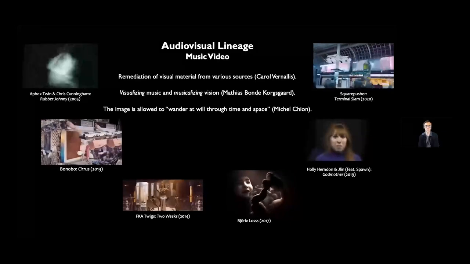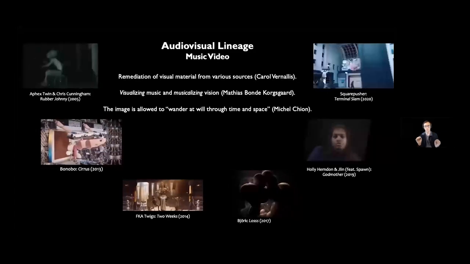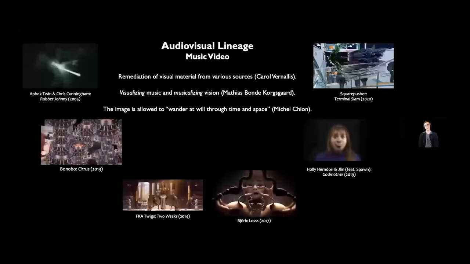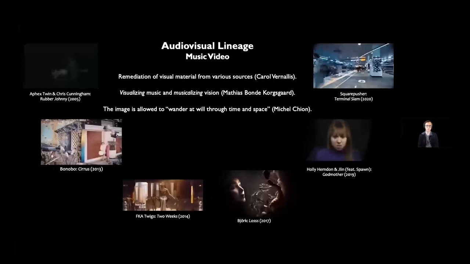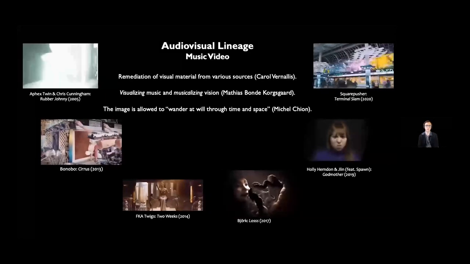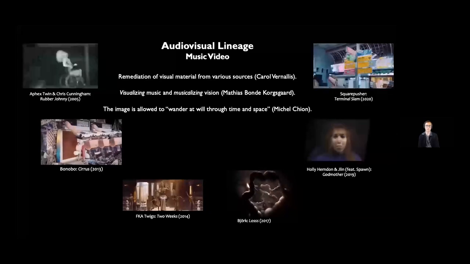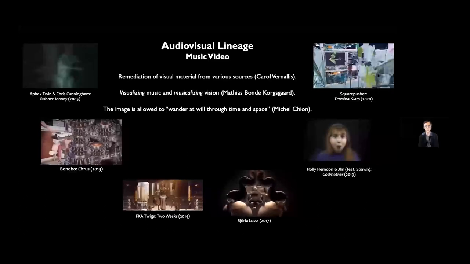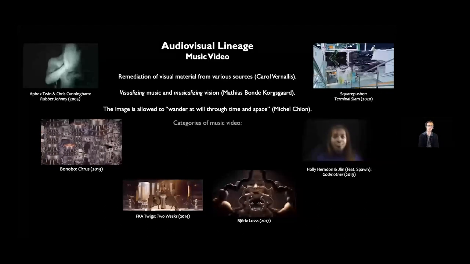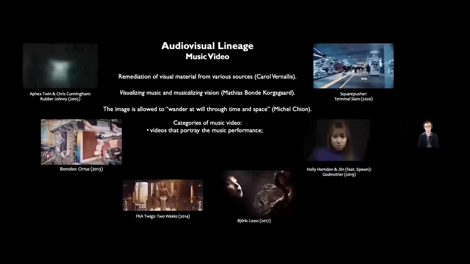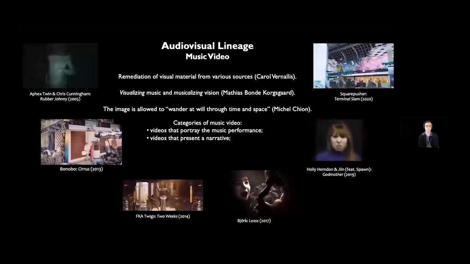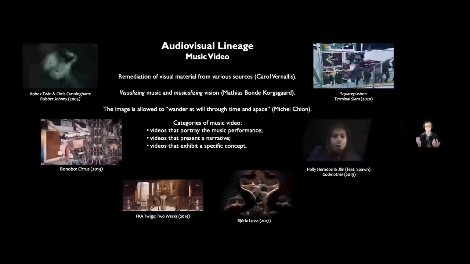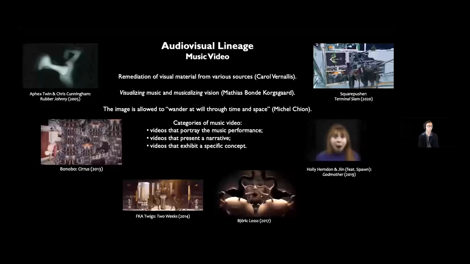This sense of autonomous audiovisual layers that come together at only necessary sync points is different from what visual music proposed. Instead of an almost continuous audiovisual correspondence, the music and the moving image act as quasi-independent entities here. Obviously, this will be different from one music video to another, depending on their visual content, which can be generally assigned to one of these three main categories. Videos that portray the music performance, videos that present an independent narrative from the music, and videos that exhibit a specific concept, such as dance, travel, abstract imagery, and so on.